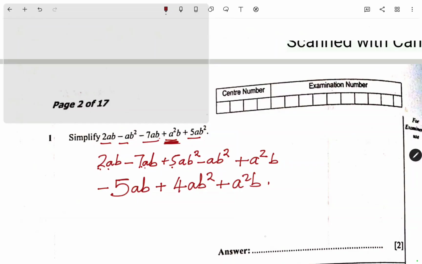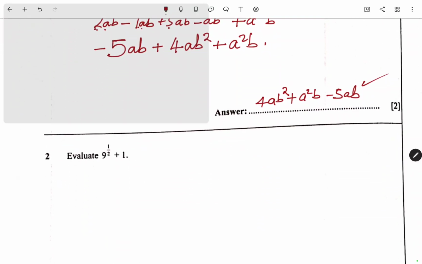But if you want, you can also write this one as 4ab squared plus a squared b minus 5ab. If you want, you can start with the positive, but even like this, it is still correct. Yeah, so that's how we will do this one.